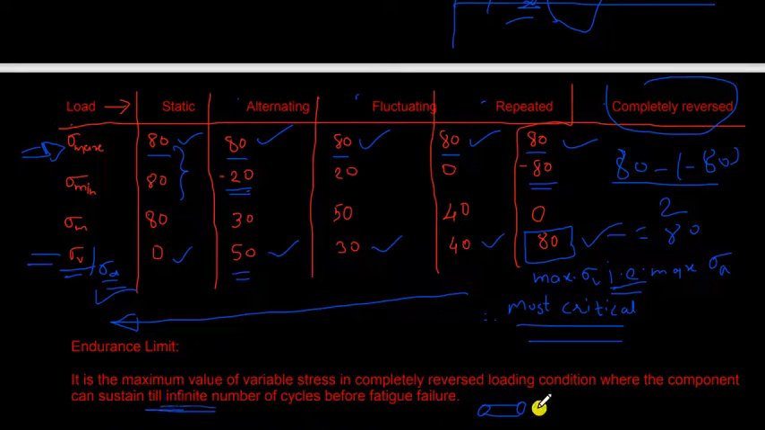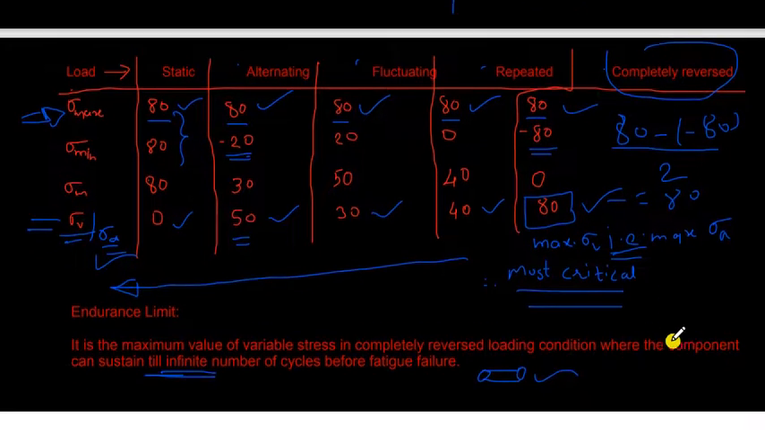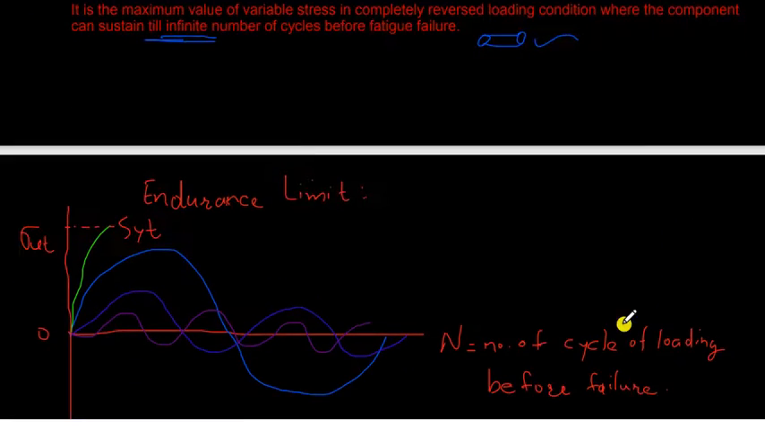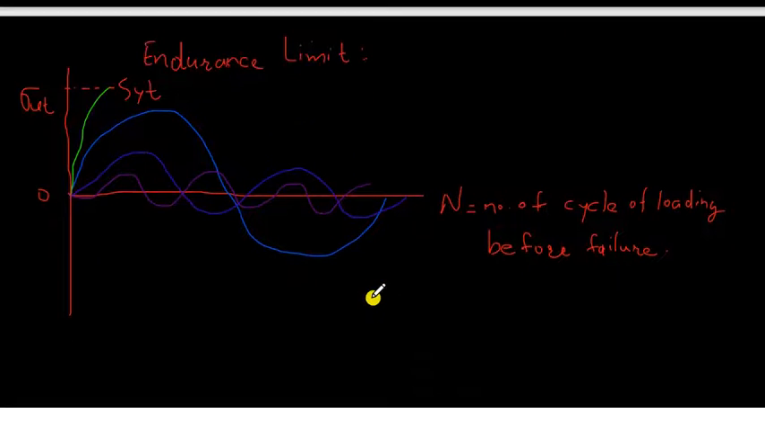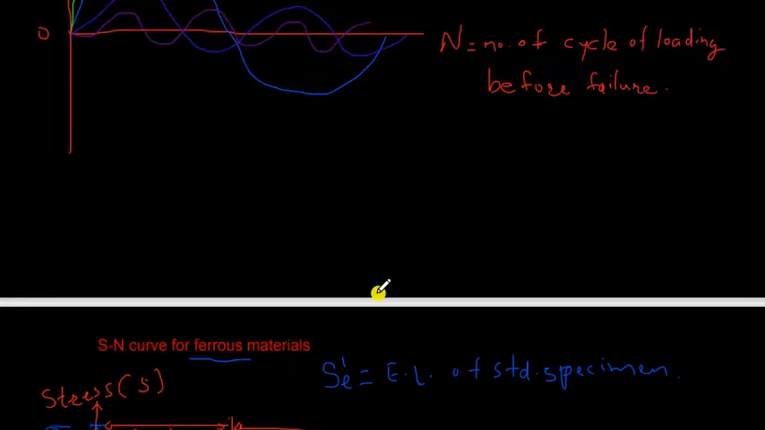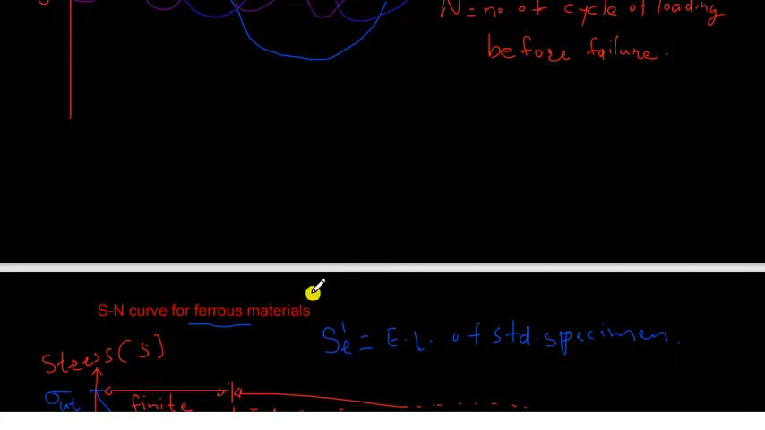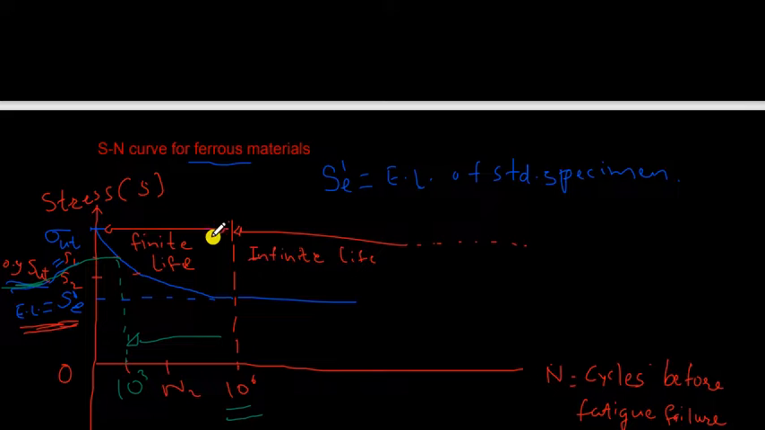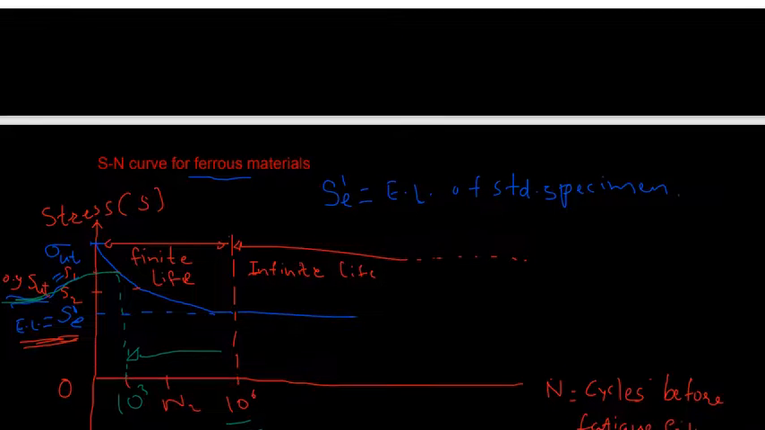Then how will we find whether it will sustain for an infinite number of times? There is one test, the Moore test. We will discuss it in the next lecture, and these graphs I will also explain in detail. And finally we will discuss this SN curve. What is the endurance limit? This is the endurance limit. We will discuss it in coming lectures.